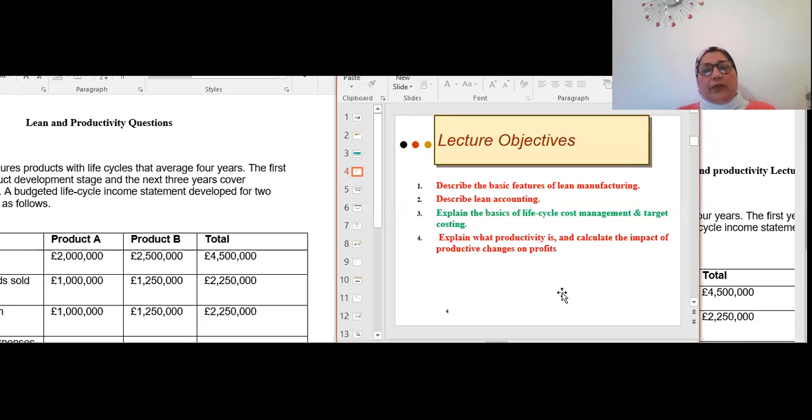I'm just going to cover this in this video. I will try to split them into separate videos just to avoid long videos. I will cover in this video learning outcome number 3: explain the basics of life cycle cost management and target costing.